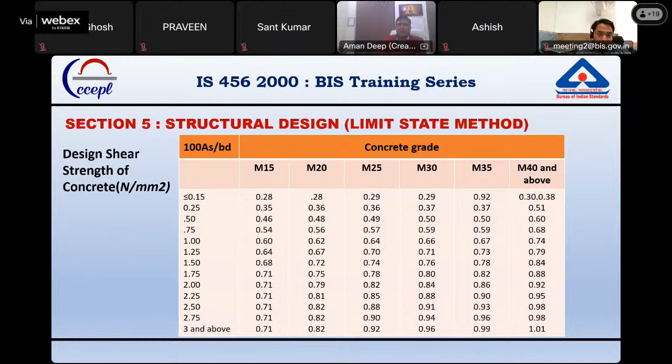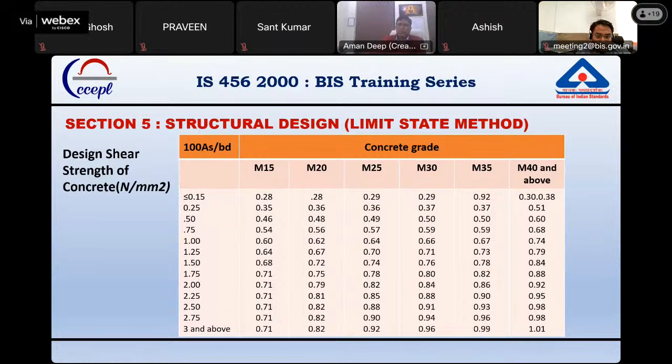Section 5, structural design limit state method of design. When we have to design for shear, the code gives the design shear strength values based on the tensile steel provided in the section. Suppose we have provided 0.5% reinforcement steel in the tension zone and your concrete is M30 grade, then for 0.5 and M30, you have 0.5 Newton per mm square as the shear strength of the concrete.